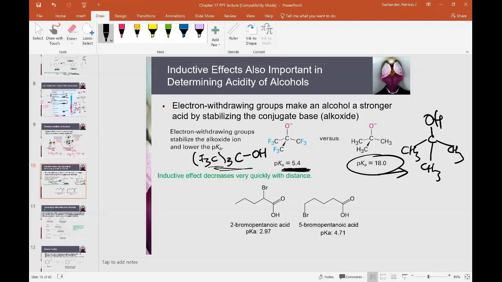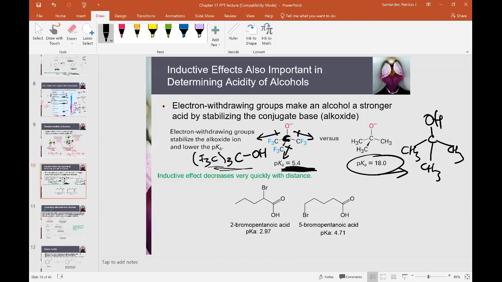Why? Because each one of these trifluoromethyl groups is pulling electrons very strongly. That will decrease the electron density of the central carbon atom, and that will be beneficial in order to stabilize a negative charge. Here it works very nicely because the trifluoromethyl groups are right next to the carbon atom that is bearing the OH.